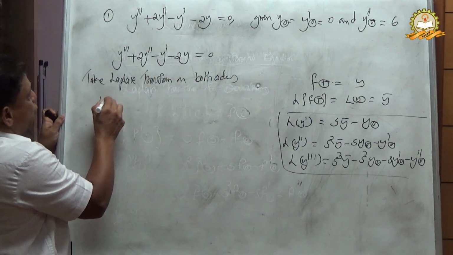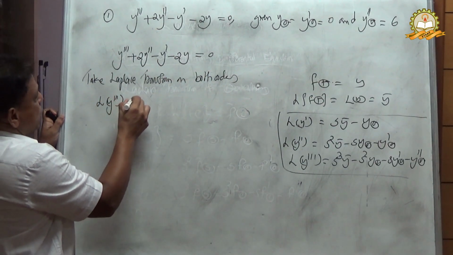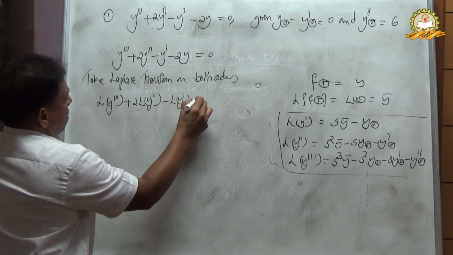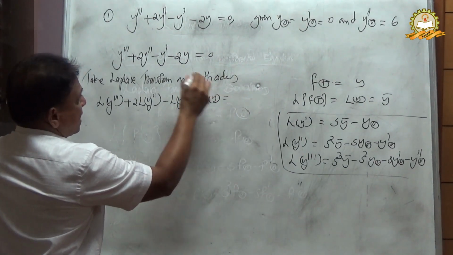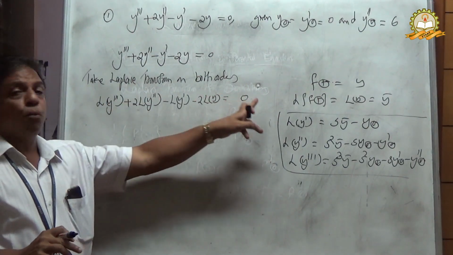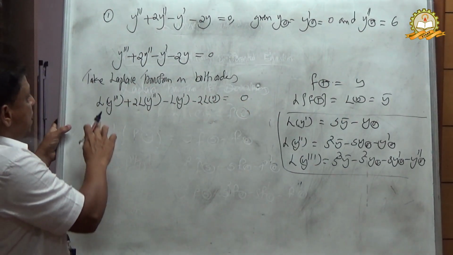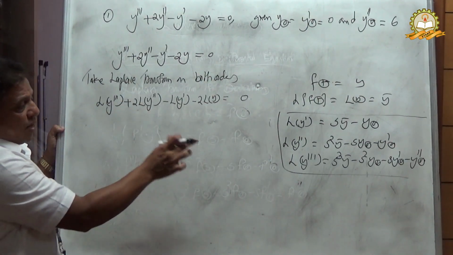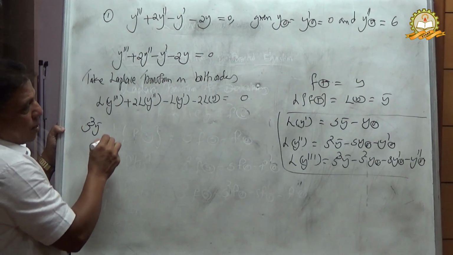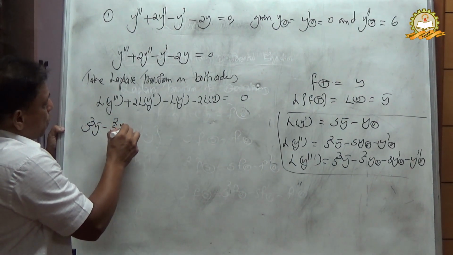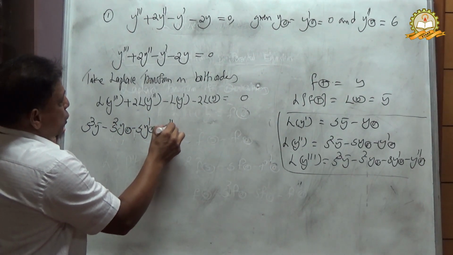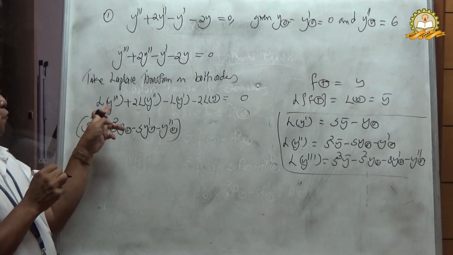That is L of y triple dash plus 2 into L of y double dash minus L of y dash minus 2 into L of y. Right hand side, L of 0 is equal to 0. Therefore, we take Laplace transform on both sides. In L of y triple dash, we have a result that we can apply here. That is s cube y bar minus s square y0 minus s y dash 0 minus y double dash 0. This is for L of y triple dash.